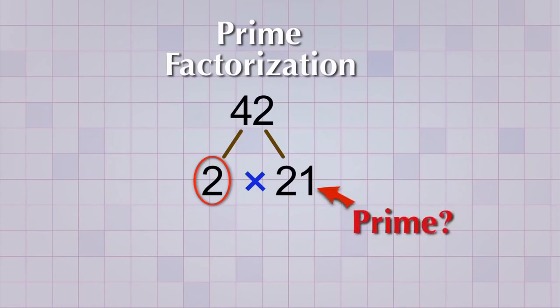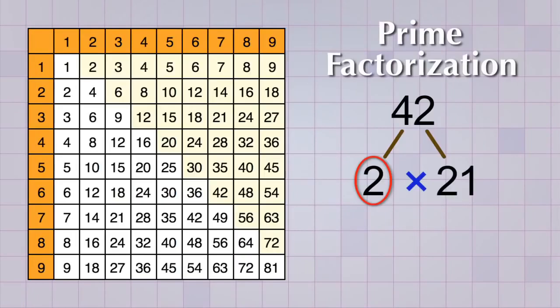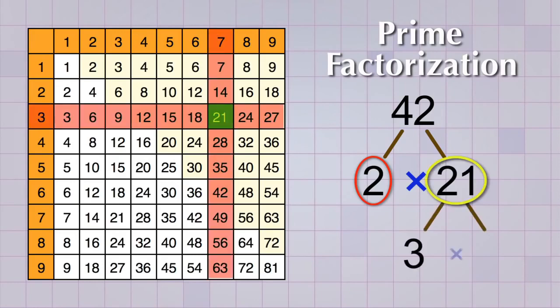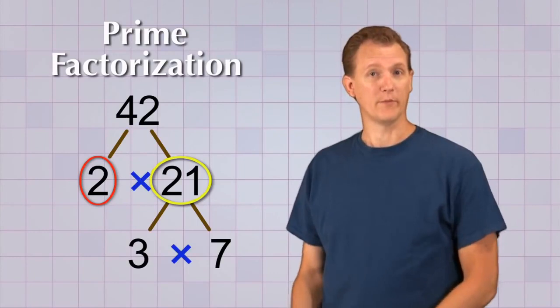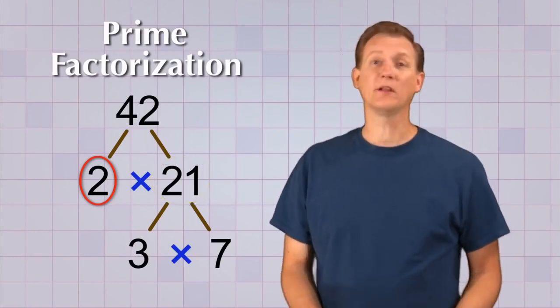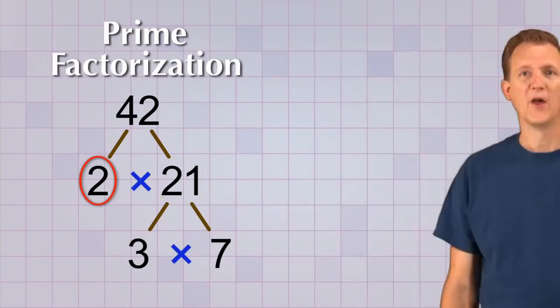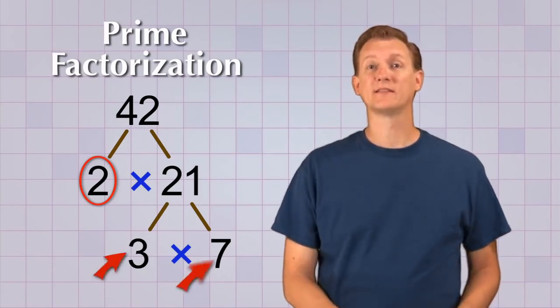But what about 21? Well, if you've memorized your multiplication table, you might recognize that 21 is one of the answers on it. You can get 21 by multiplying 3 times 7, so we can factor 21 into 3 times 7. And if you didn't remember that, you could have just done some divisibility test and you would have figured it out. Okay, so what about the 3 and 7?